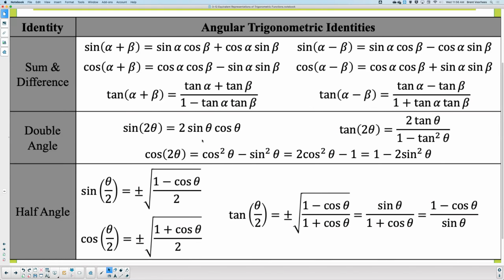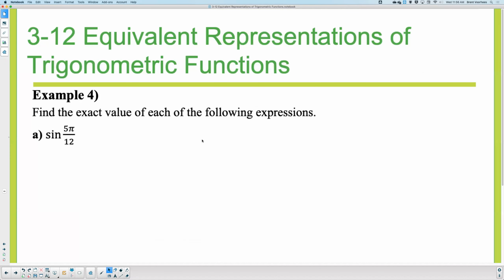No. No, you gotta know it by heart. So we're gonna have to memorize some stuff. So we're gonna work on those identities now. So they're all right there. That's a lot. Okay. So what are we gonna do?